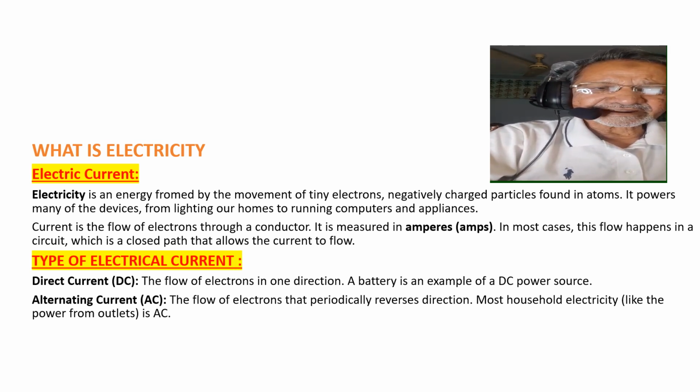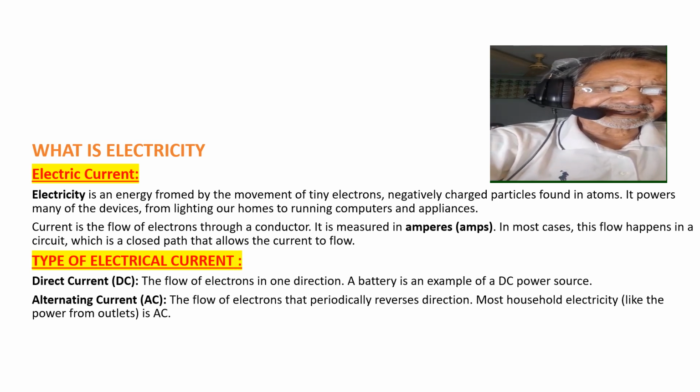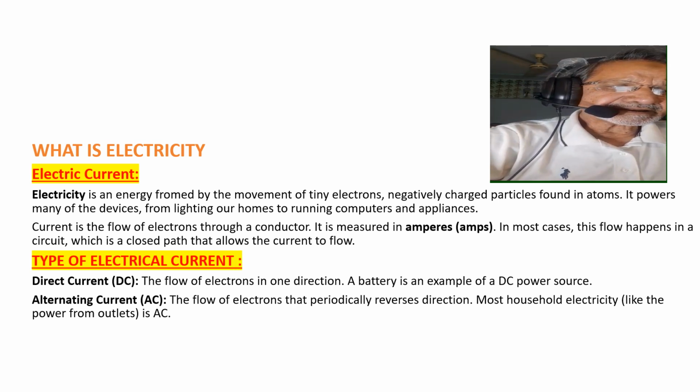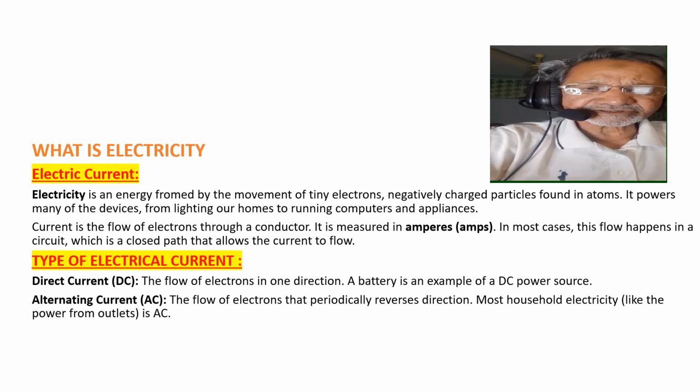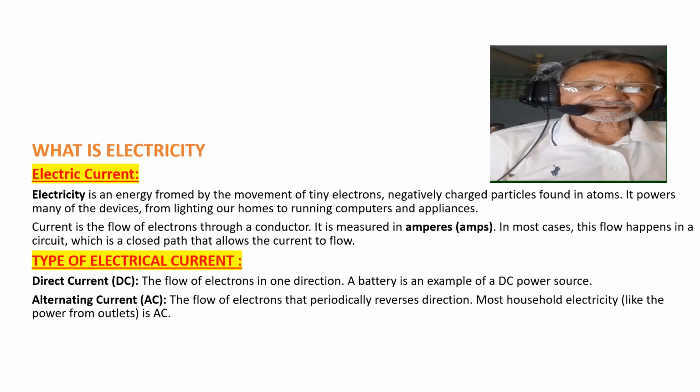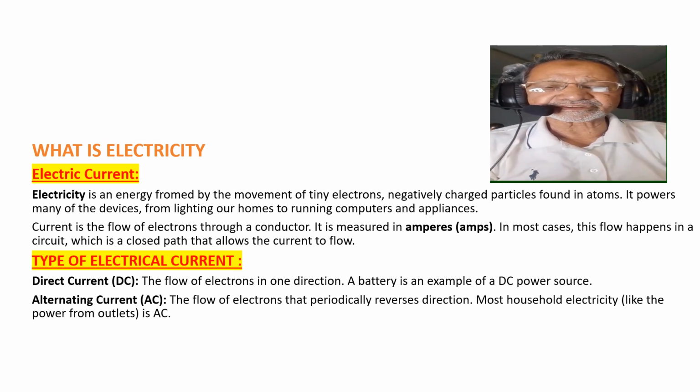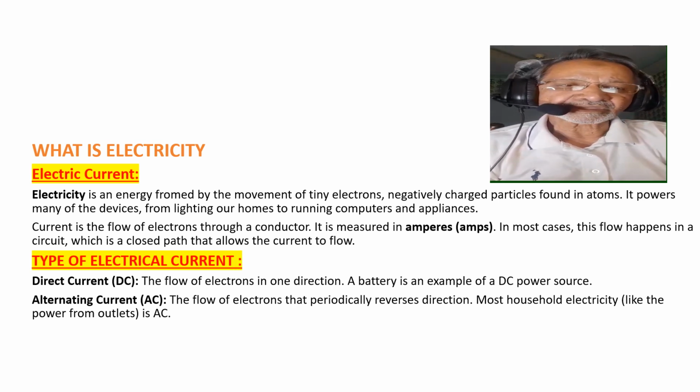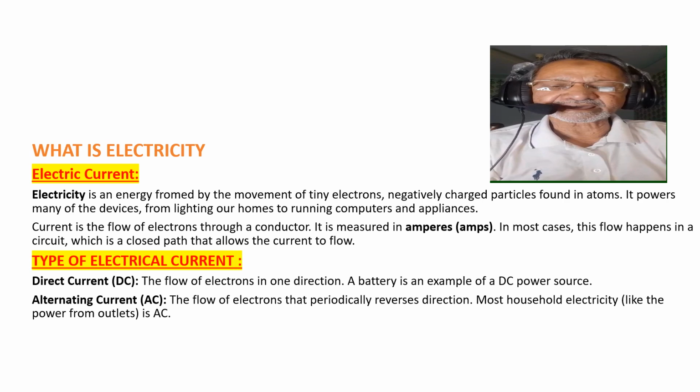Direct current flows in one direction while alternating current changes direction periodically. Alternating current transmits electricity over long distances. It is used for electrical grids. So this is the brief description of alternating and direct current.